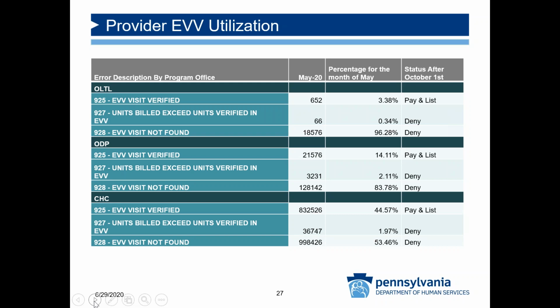So then for ODP, which also is fee for service, ESC 925 is posting approximately 14% of the time. ESC 927 is around 2%, and ESC 928, or that EVV visit not found, is approximately 84%. And then in CHC, EVV ESC 925 is posting approximately 45% of the time. ESC 927 is approximately 2%. And then ESC 928, or that EVV visit not found, is approximately 53%.